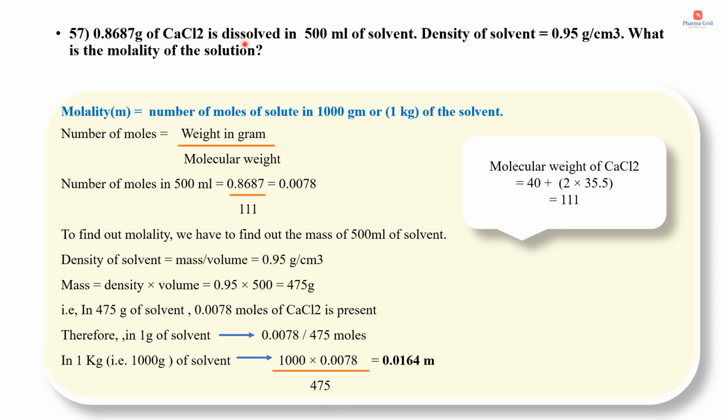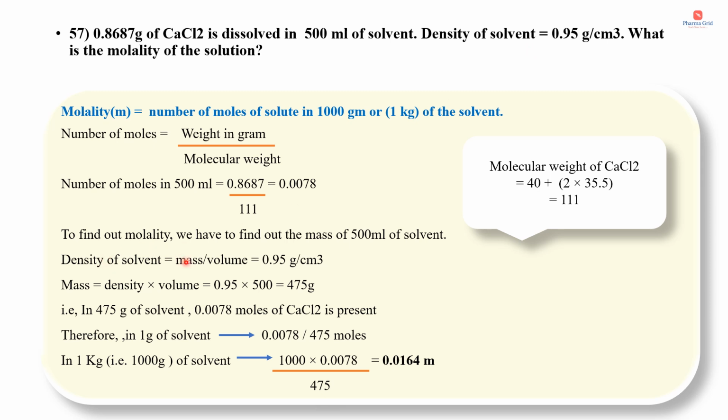In the question they have given that 0.8687 gram of calcium chloride is dissolved in 500 ml of the solvent, that is half liter. So we can calculate the number of moles in 500 ml. Number of moles in 500 ml will be equal to weight in gram, which they have given, that is 0.8687 gram divided by molecular weight, that we have already calculated, which is 111. So the number of moles in 500 ml will be equal to 0.0078. So in order to find out molality, we have to find out the mass of 500 ml of the solvent. So in order to find out this, they have given a clue, which is the density of the solvent.